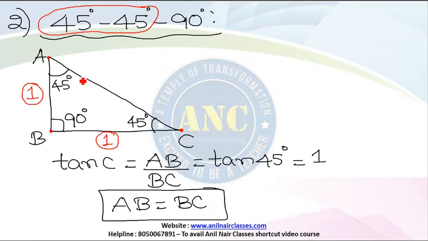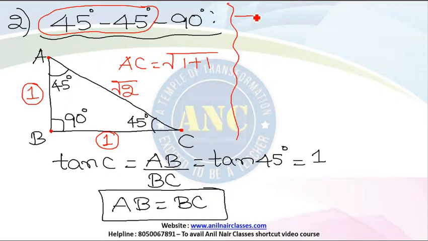Now the hypotenuse, how to find it? Hypotenuse AC is equal to square root of 1 square plus 1 square. So this value will become root 2. That means in simple language, for a 45, 45, 90 degree right angled triangle, the side ratio will always be in the ratio of 1 is to 1 is to root 2.